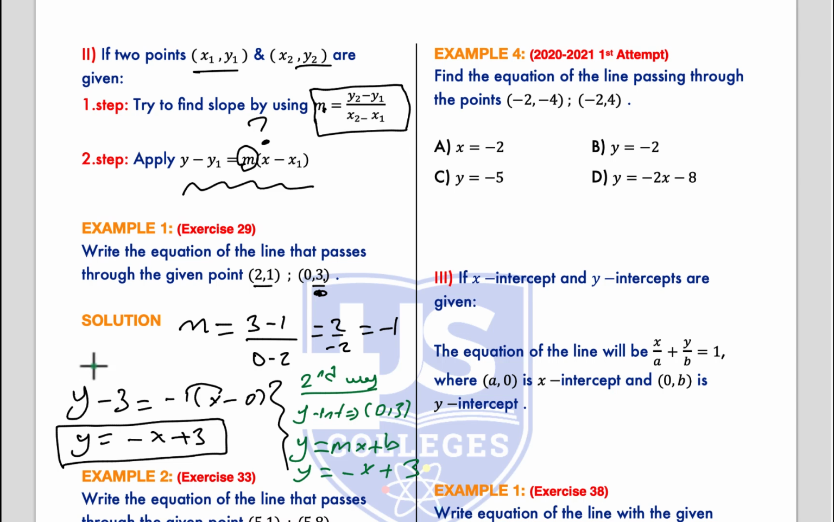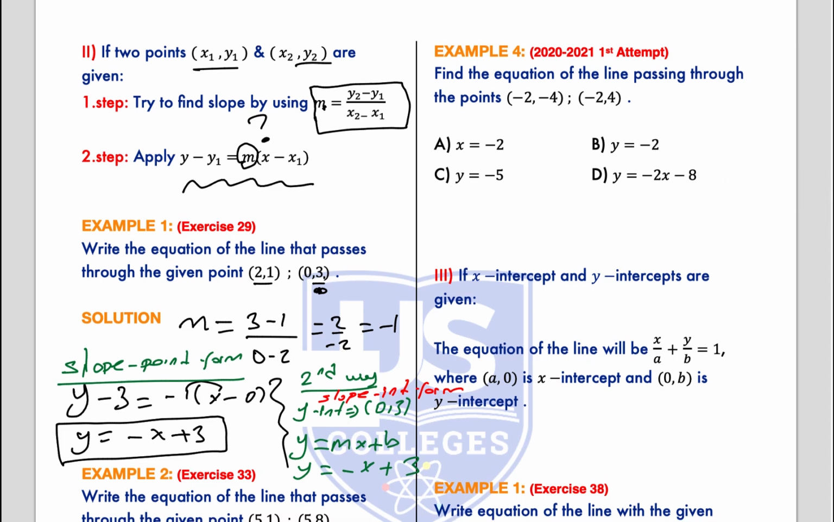Either use slope point form. This is slope point form. Use one of the points, or use slope intercept form. This is called slope intercept form. So use whatever form seems easy for you. You get the same result. All right, let's move on.